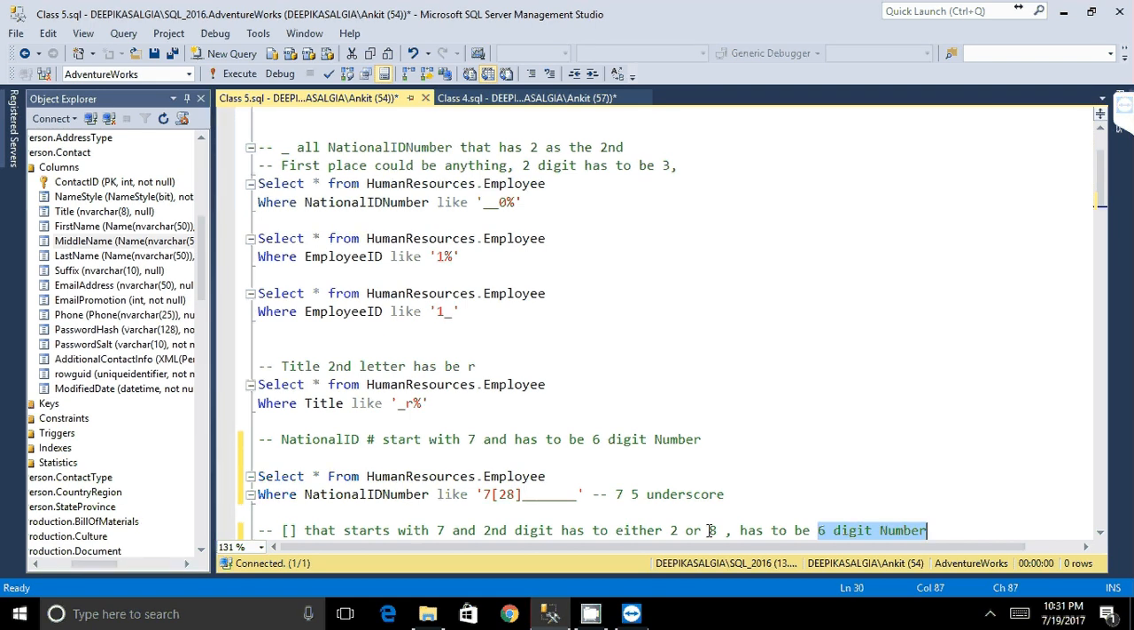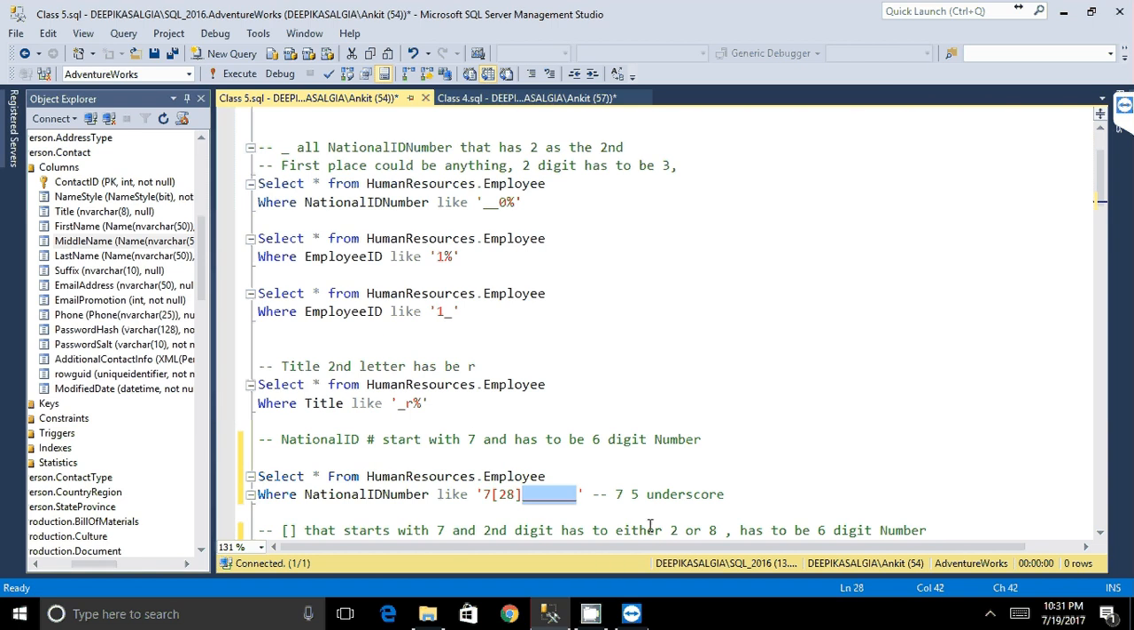Yes. No, 7 to 8. This is still a second digit. So the second digit could be either of these two. The third digit is not defined. The third digit is here. It could be anything. So the second digit has to be either of these two. We need 4 underbars. Yes. We need 4, because your first digit is 7, second digit is either 2 or 8, and then third digit could be anything, fourth could be anything, fifth could be anything, and sixth could be anything. So you have 4 underbars.